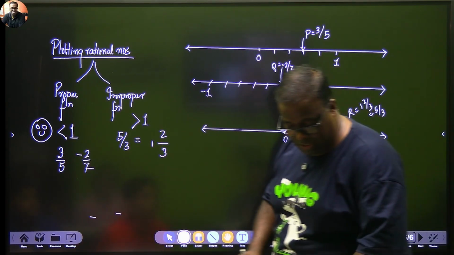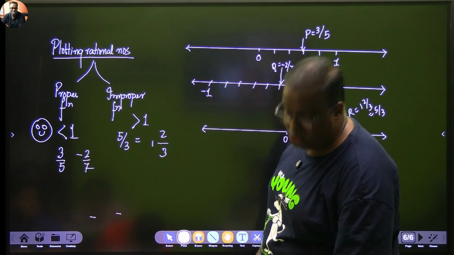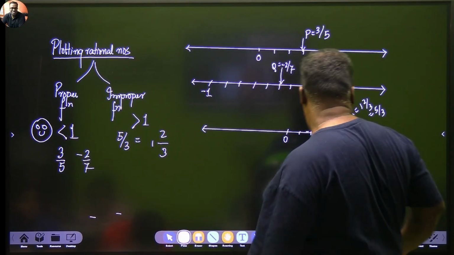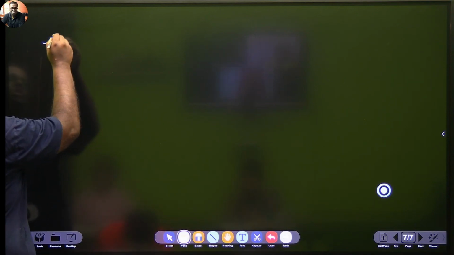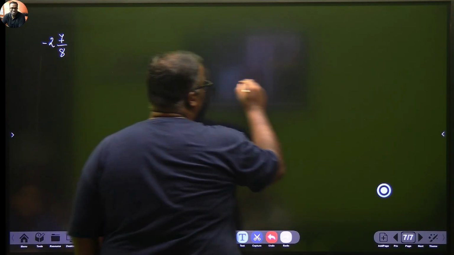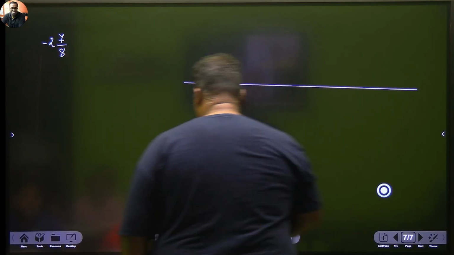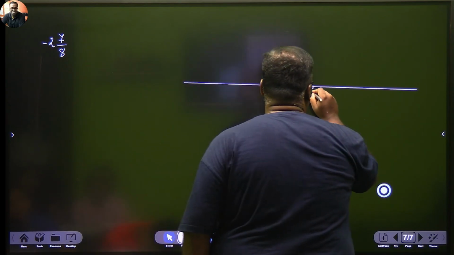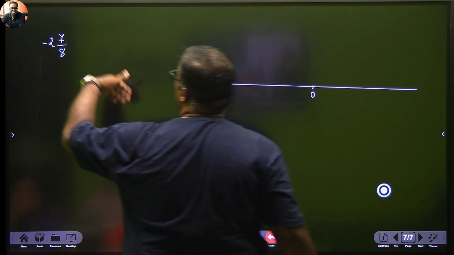Let's take one number. Let's try to plot this: minus 2, 7 by 8. What are we trying to plot? Minus 2, 7 upon 8. Okay. Now what should we do? Draw our number line. Which side will the plot be? Left hand side. It is beyond minus 2.